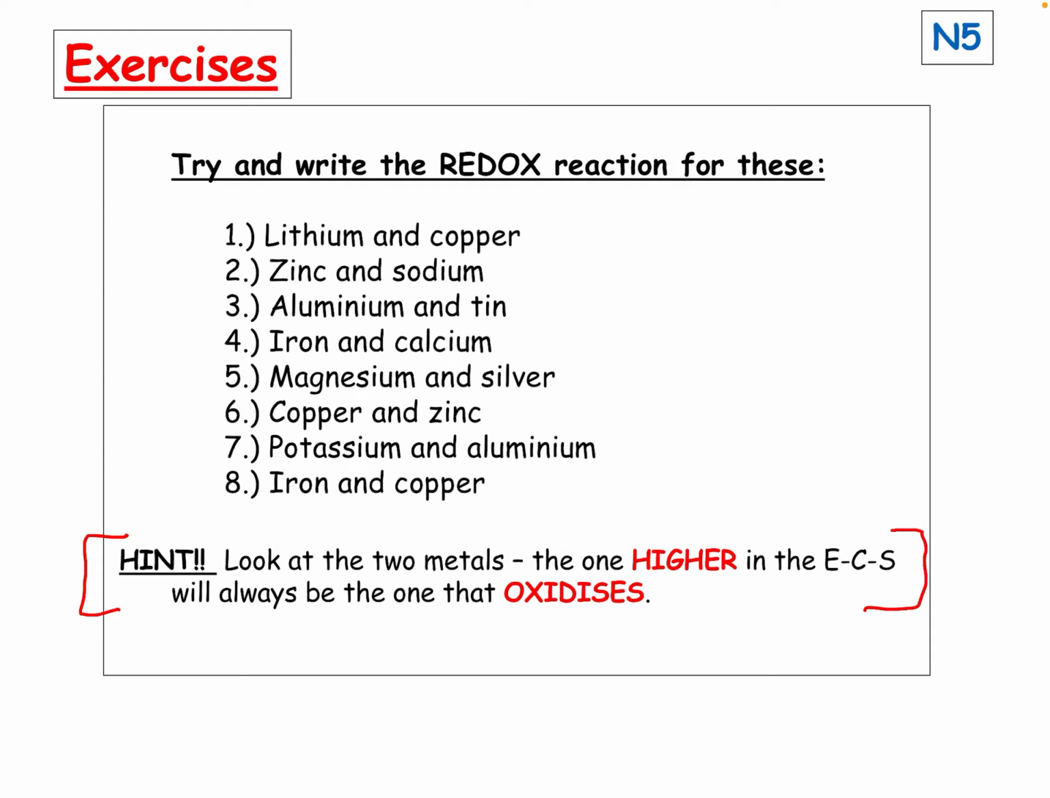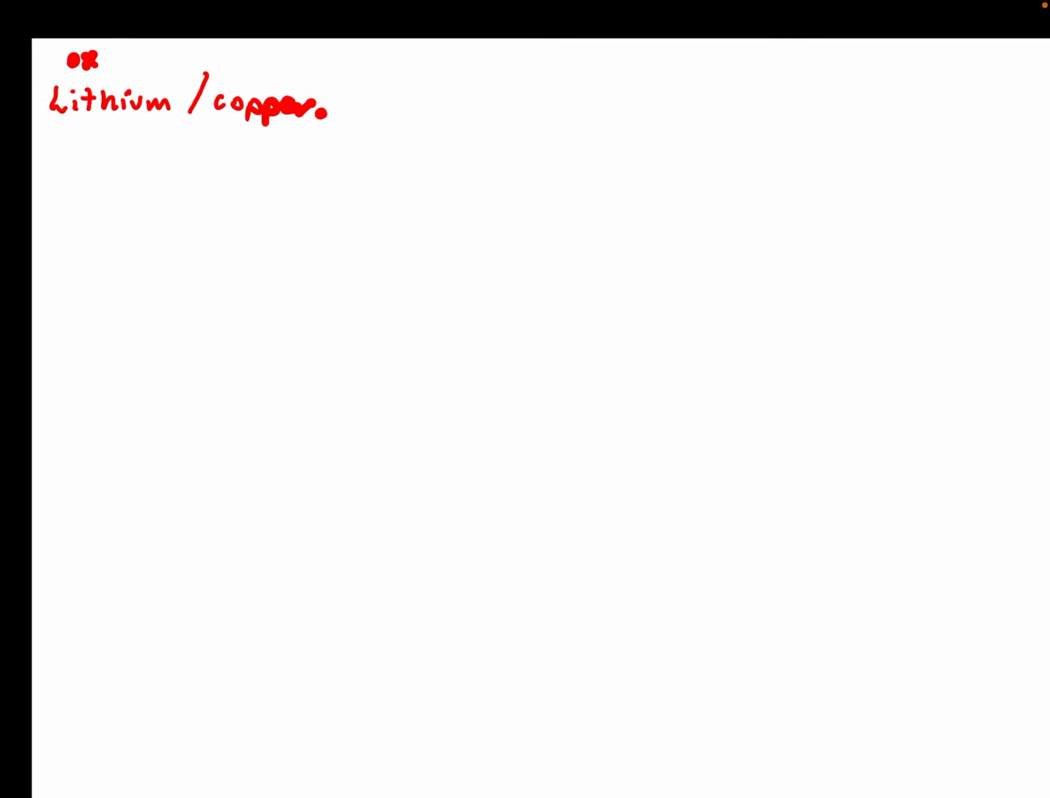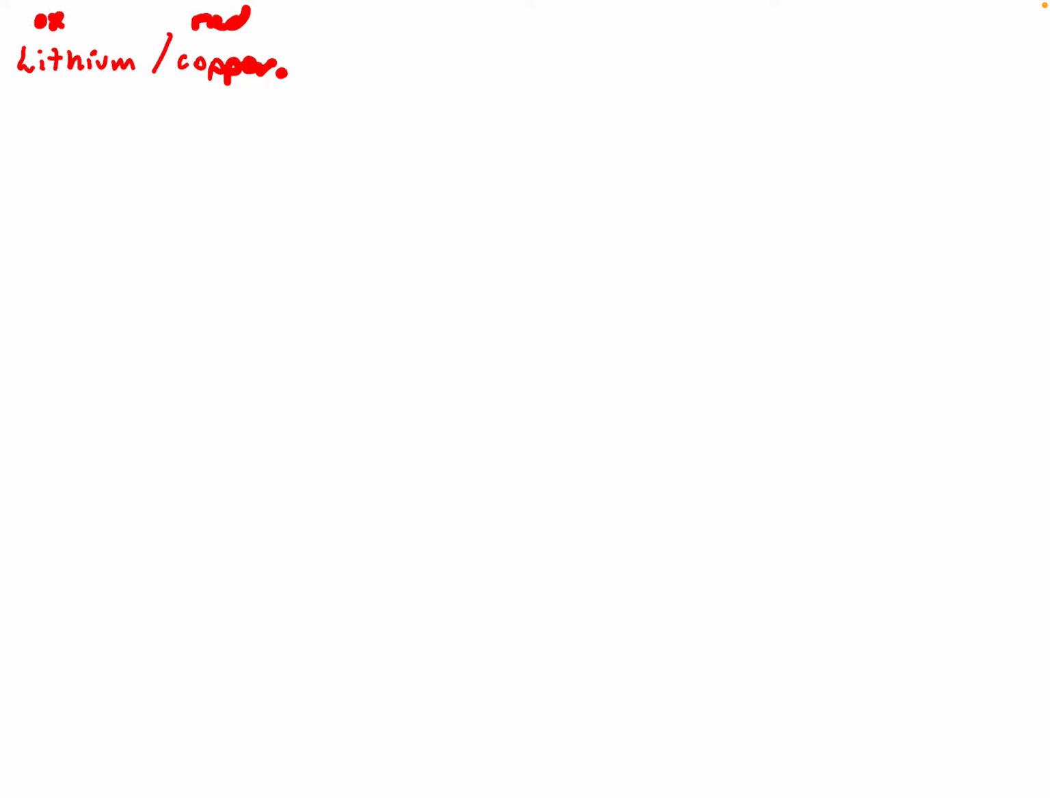So first off, let's start from the start, and we'll go with lithium and copper. We'll try to work out the oxidation reaction and the reduction reaction, and then we'll make the redox reaction as well, and I'll show you how to go through the steps. So first one, I'll just zoom in, we've got lithium and copper. Now if I look in the data booklet, I will find that lithium is higher up in the reactivity series, sorry, the electrochemical series, so that must be the one that oxidizes, and this one must be the one that's reduced.